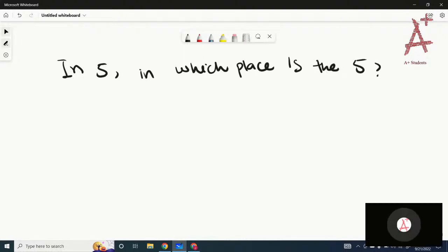Okay, you need to see the place value of the 5. You are given two options: ones and tens. You need to see the place value of the 5.